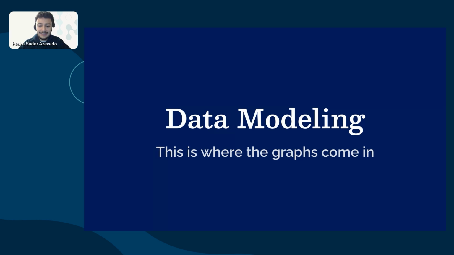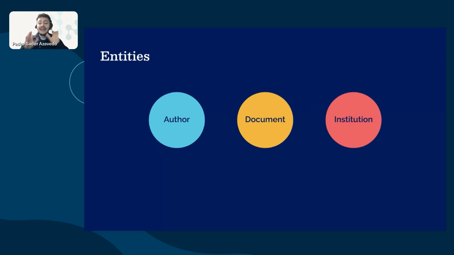All right, so with the data in hand, it was time to actually turn this into a graph. This is where the graphs came in. So I had three entities: author, document, and institution. I'm going to turn on the laser pointer here. Okay, author, document, and institution. They will always be color coded like that. Author always blue, document always yellow, institution always red.